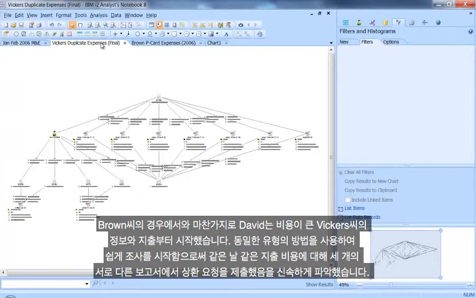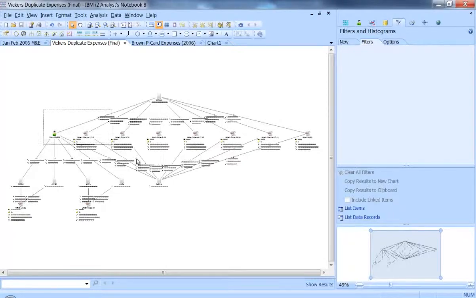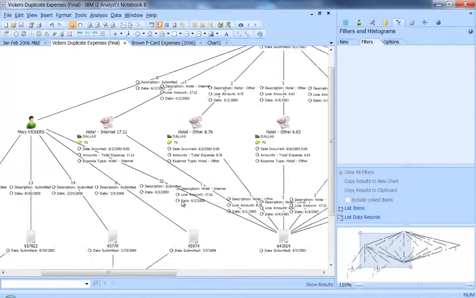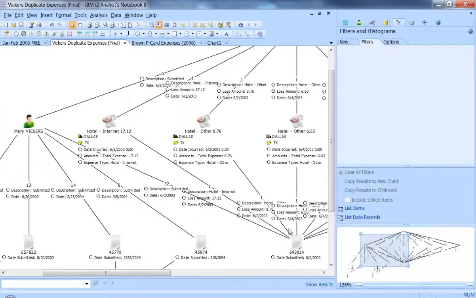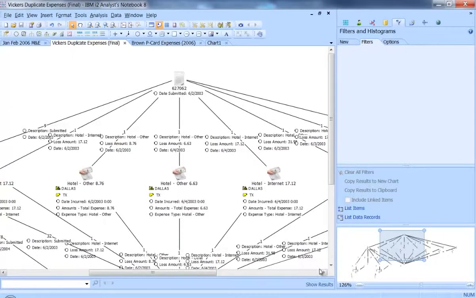And using those same types of methods and easily pulling investigative threads, he quickly identifies that she has submitted reimbursement requests for the same day and the same expenses on 3 different reports. The accounts payable system didn't catch the duplicate payments, but fraud intelligence analysis has. As we scroll through, we see multiple expenditures that have been applied to 2 different expense reports.